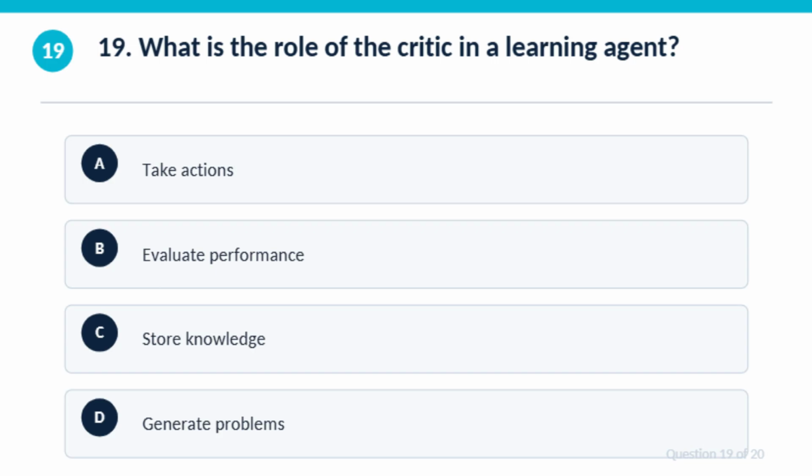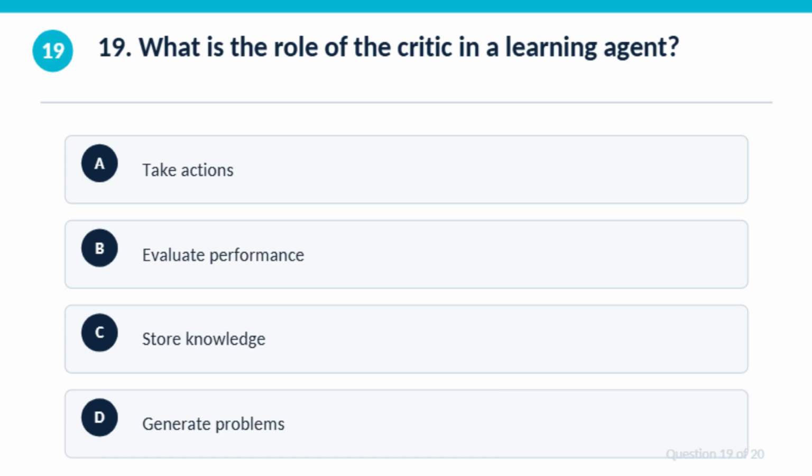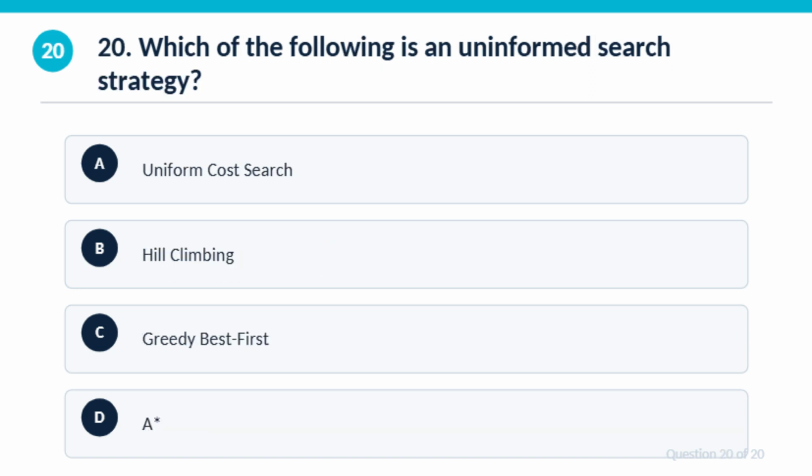What is the role of the critic in a learning agent? A. Take actions. B. Evaluate performance. C. Store knowledge. D. Generate problems. The correct answer is B. Evaluate performance.